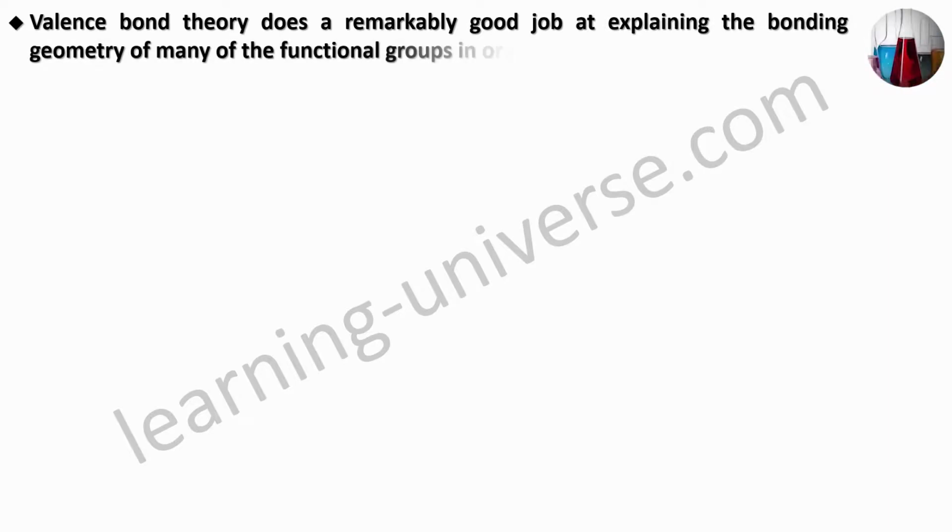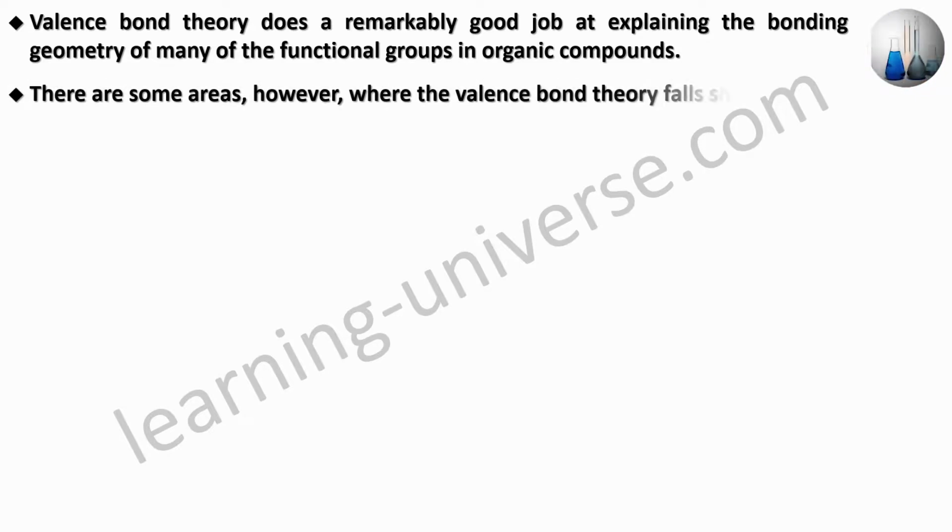Now, valence bond theory does a remarkably good job at explaining the bonding geometry of many of the functional groups in organic compounds. There are some areas, however, where the valence bond theory falls short. Valence bond theory is all about locating the electron. It was treating the electron like a particle. We said electron is here, then it moved here, and then improvements were done in the valence bond theory to include the wave nature to a little extent by talking about orbitals.